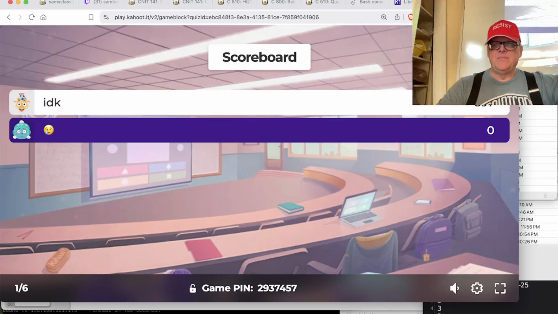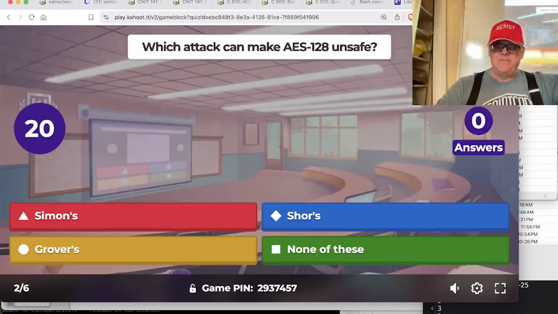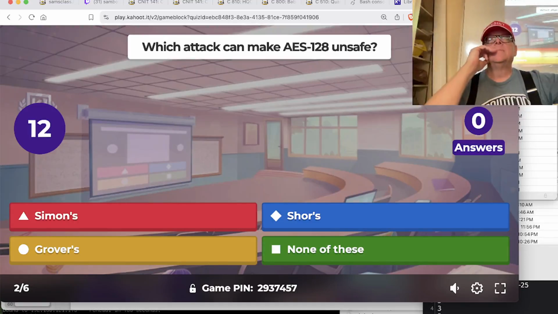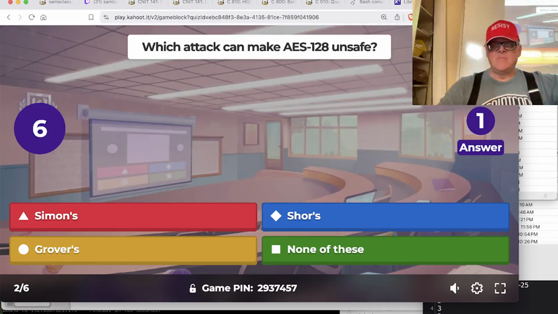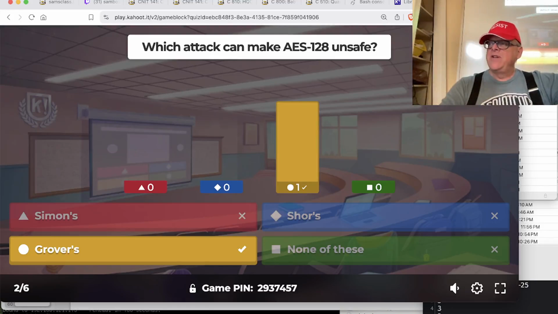All right. So which attack can break AES 128? It was Grover's attack that does it, all right? That makes AES 128 solvable in 2 to the 64 calculations, which is not an impossible task, assuming we have much better quantum hardware than exists yet.